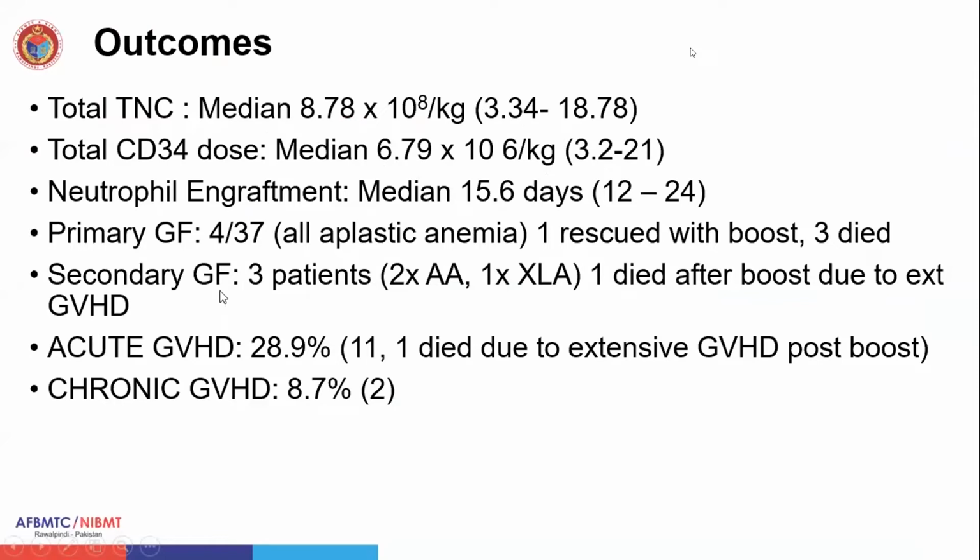We've seen neutrophil engraftment in our patients at a median of 15.6 days. Primary and secondary graft failure have been major problems, particularly in aplastic anemia patients. We were able to rescue only 1 patient with a boost. The remainder of patients died. Acute graft versus host disease was seen mostly grade 2, but we lost 1 patient due to extensive graft versus host disease post-boost. Chronic graft versus host disease occurred in only 2 patients.